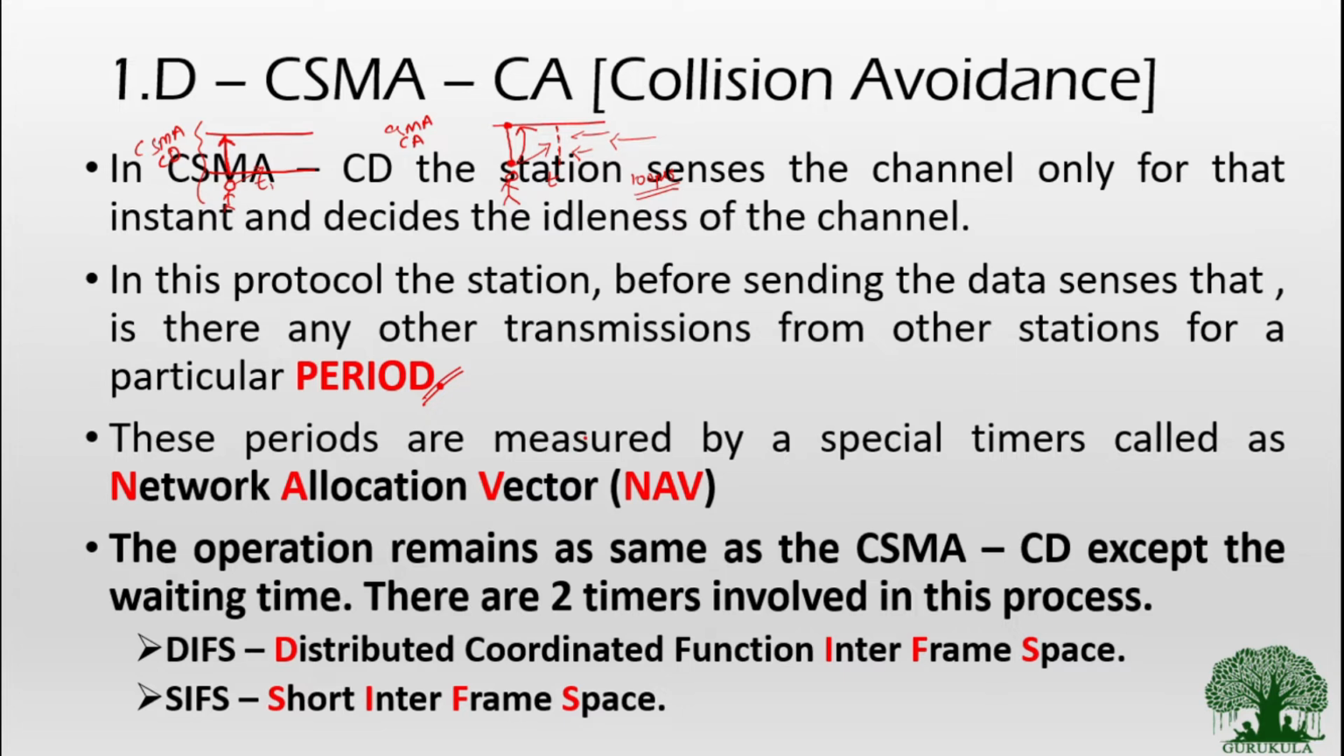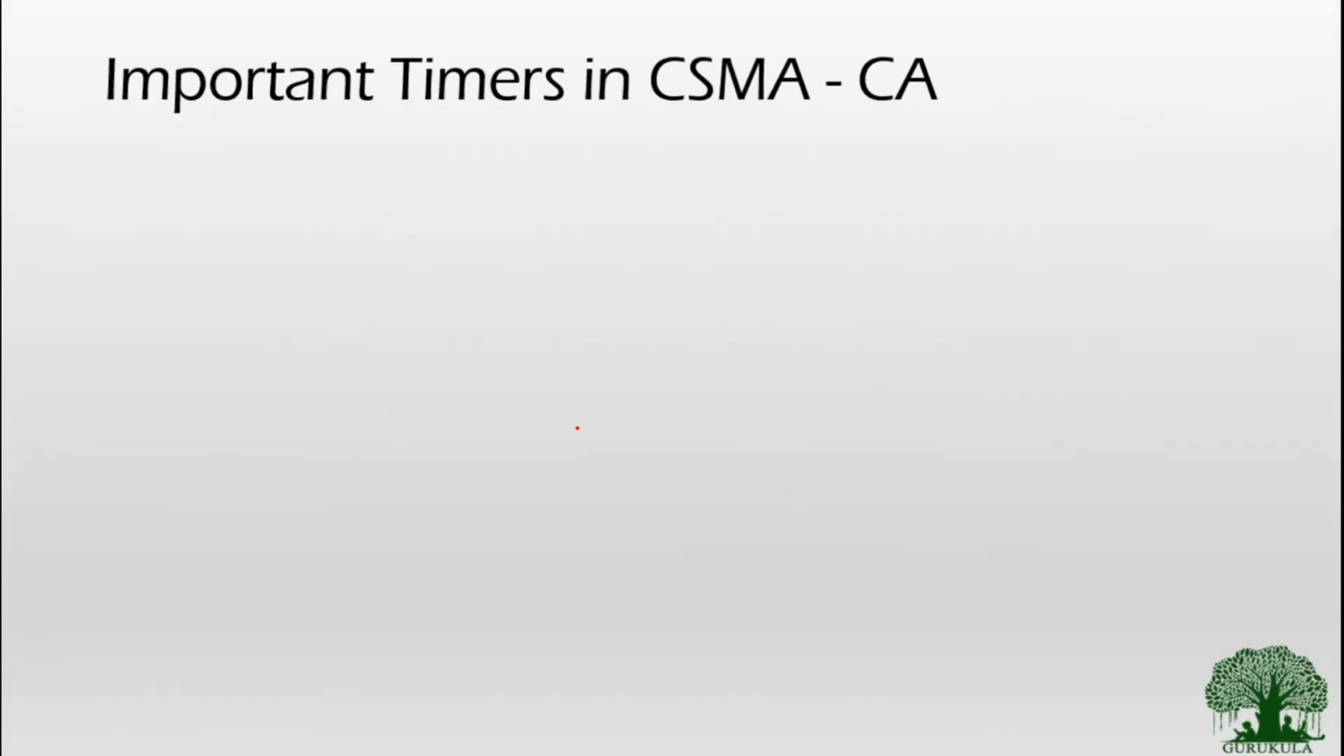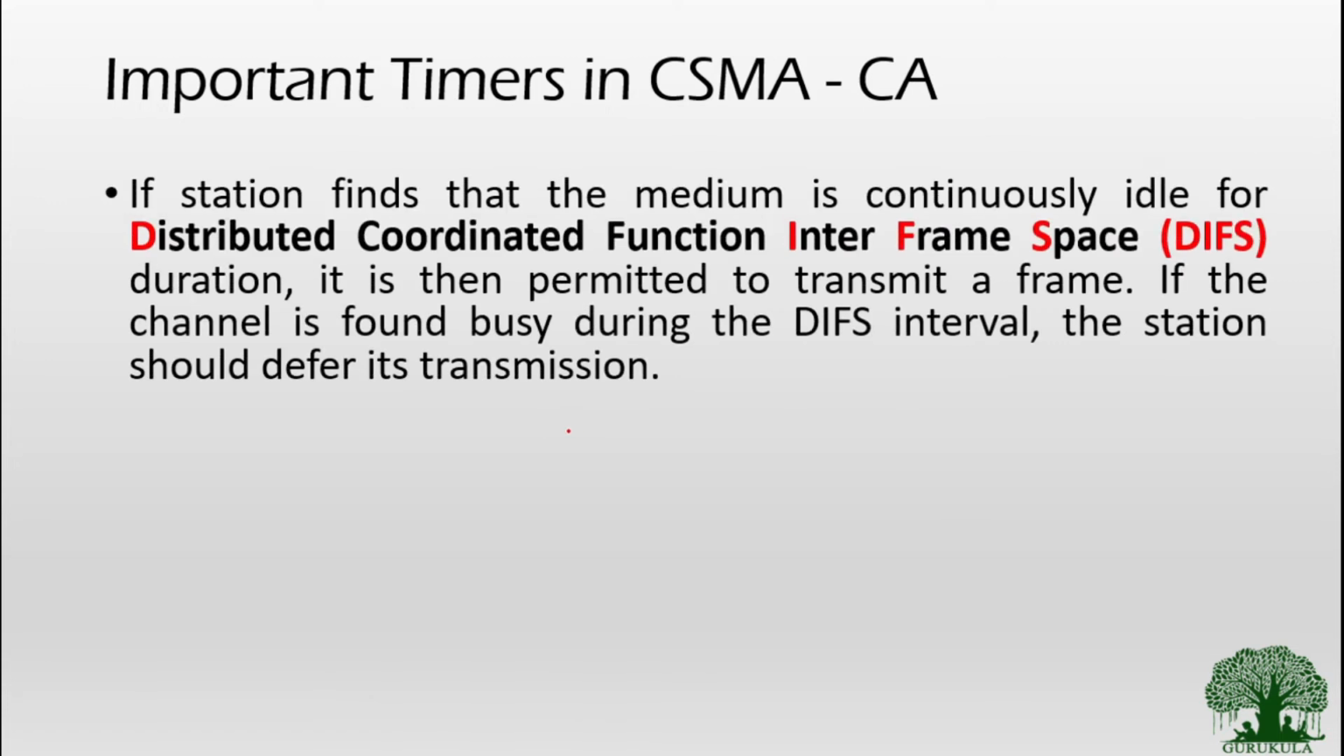So we will see what these two timers are and where these two timers will be used in the functions of CSMA CA. As far as DIFS is concerned, this is the time period for which the station is going to continuously monitor the idleness of the channel. And if the channel is found to be idle for the entire period of DIFS, then we can say that the station can transmit its message. So that time period is what we call DIFS.